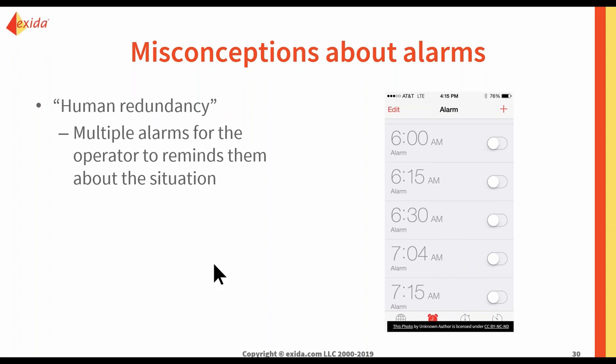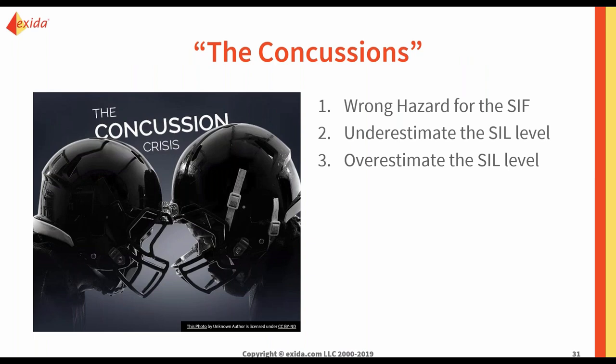So we look at how things can go wrong in a LOPA and PHA. Let's look at a few of the consequences, as I would call them, the problems that you're going to give to your SIS system because of a bad LOPA or PHA. The first thing would be the wrong hazard for the SIF, the second thing would be underestimating the SIL level, and then there would be overestimating the SIL level.